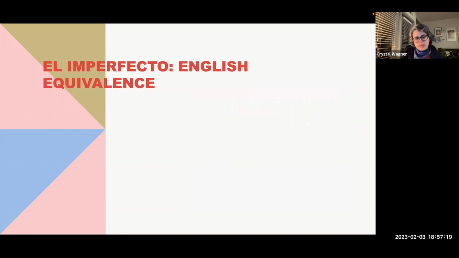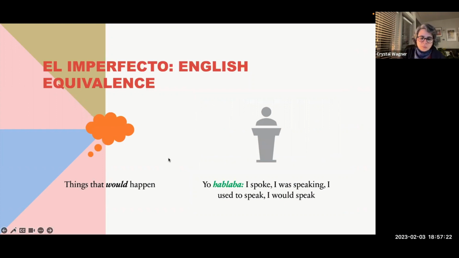So speaking of the English equivalents del imperfecto, it's things that would happen. So I have this, yo hablaba. These are all the equivalences for English to the imperfect in Spanish, yo hablaba. I spoke, I was speaking, I used to speak, I would speak. Now, if you notice, this first one right here is what we call the preterite in Spanish, right? I spoke. While these are more kind of ongoing. I was speaking, I used to speak, I would speak. And yet all of these represent the imperfect in English. So that's why it can be confusing. But if you follow these guidelines that we're going to go over several times in this presentation, you will be able to tell the difference between them.